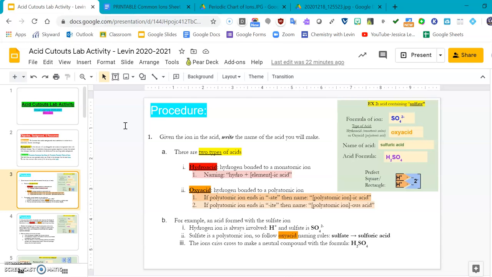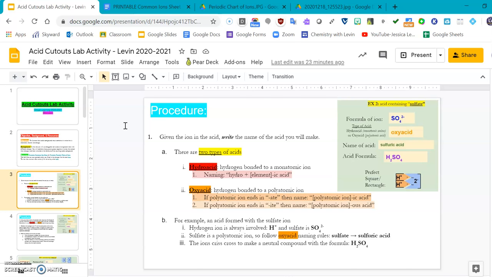If it's a hydroacid, you name the acid hydro, the element, then you change the ending to say ic acid. And if it's a polyatomic ion, if it ends in ate, it becomes ic acid. If it ends in ite, it becomes ous acid. So I always think of my favorite dessert. I took a bite of my favorite dessert. It was delicious. I ate the whole dessert and ugh, I felt sick.